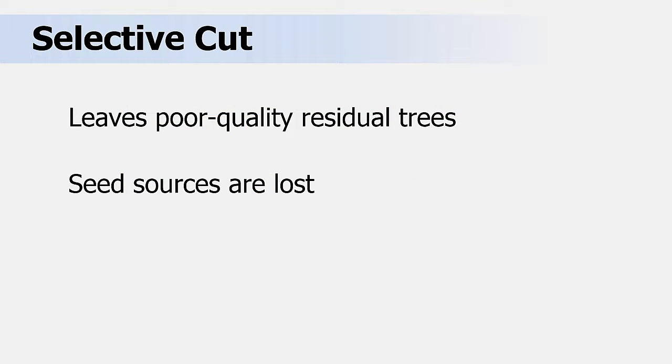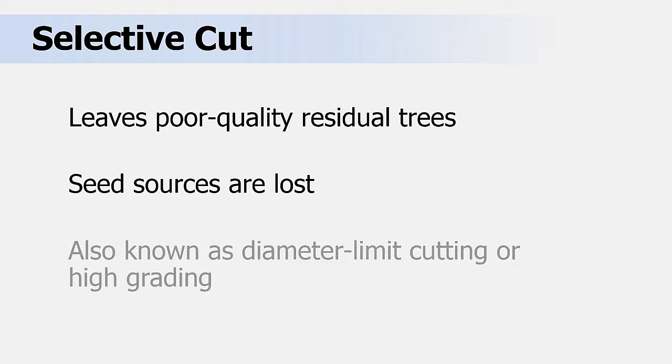The selective cut leaves poor quality residual trees and seed sources are lost. The seed source for cherry is gone, and the red maple seed source is greatly reduced because the diameter limit selected focused the cut on larger trees. This type of select cut is also known as diameter limit cutting or high grading. It is a detrimental practice that threatens forest sustainability.